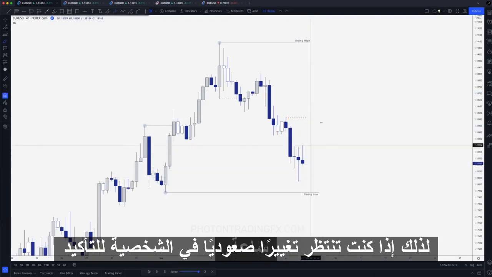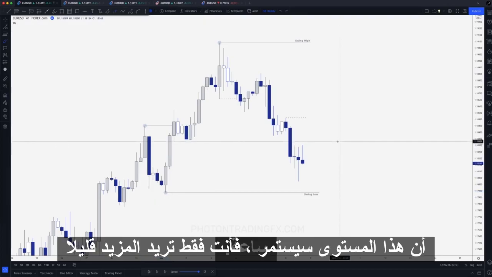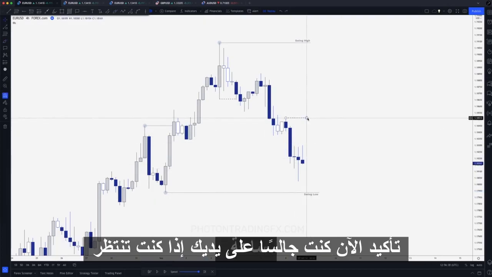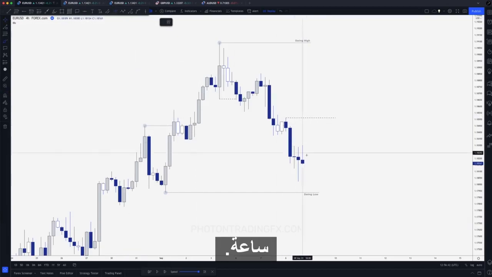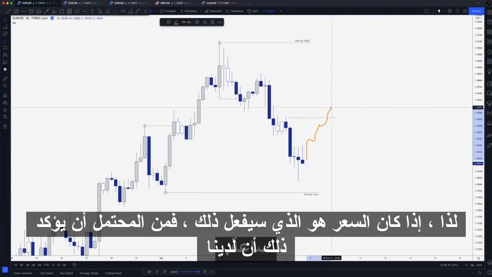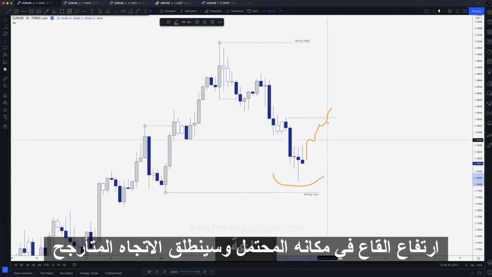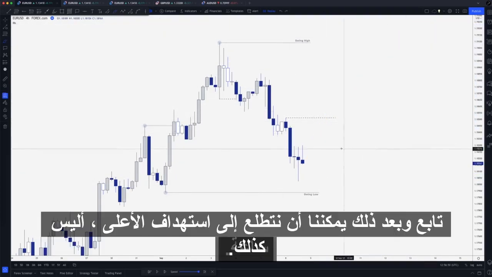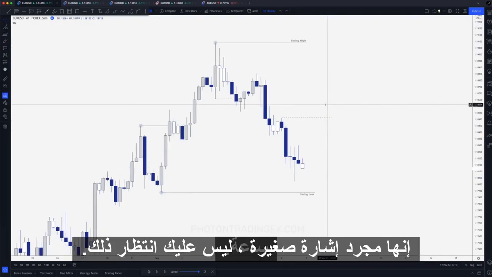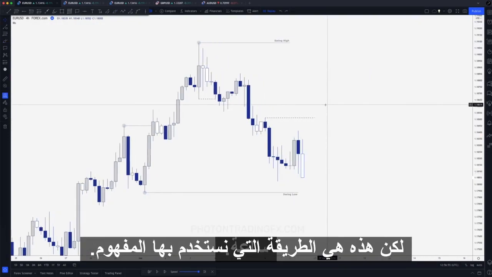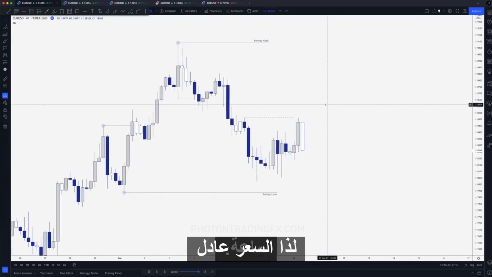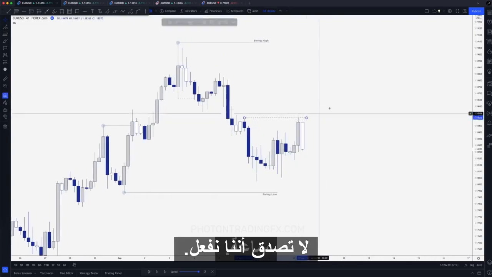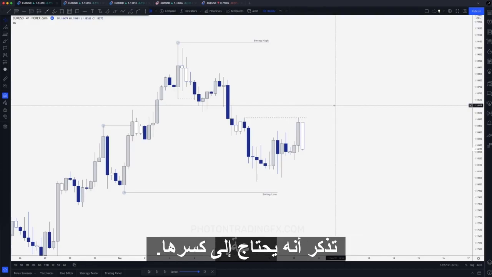If you were waiting for a bullish change of character to confirm that this level is going to hold, you just want a little bit more confirmation. Right now, you'd be sitting on your hands, waiting for this dotted line to break. If price was to do that, that would potentially confirm that the 4-hour high low is in place, and the swing trend is going to continue, and then we can look to target that high. It's just a little signal. You don't have to wait for that, but that's basically the way we use the concept. So price is just ranging. Do we break that high? I don't believe we do. We trade up to it, but remember, price needs to break it.